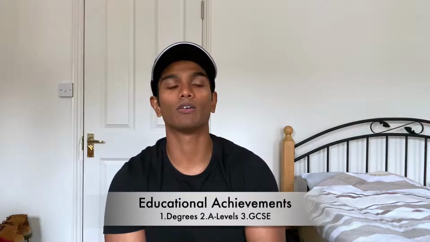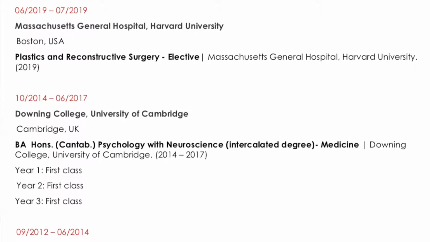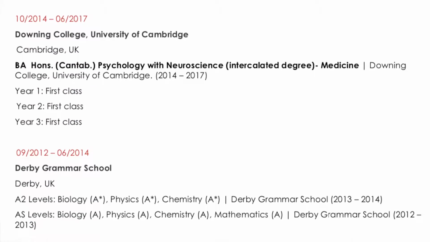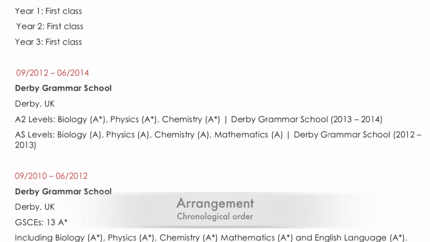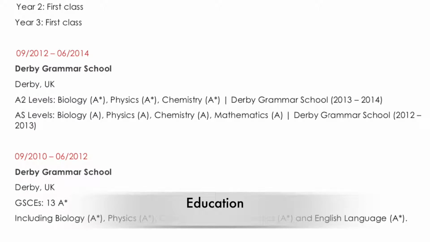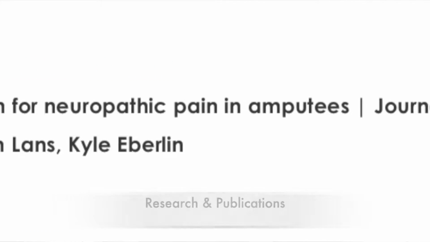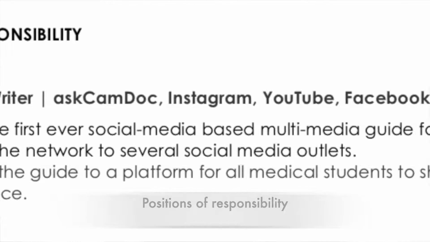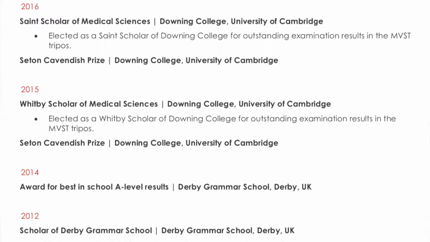And then after that, I talk about my educational achievements. So I talk about the most recent educational achievement that I have, which is, of course, the recent degree that I had. Include that, as well as all my other previous achievements, and it's done in chronological order with my most recent achievement at the top. So like that, I have an education section, and then I have an employment section. Then I also have any research and publications, as well as extracurricular activities, positions of responsibility, and then I also include some achievements and prizes that I've been lucky enough to receive.